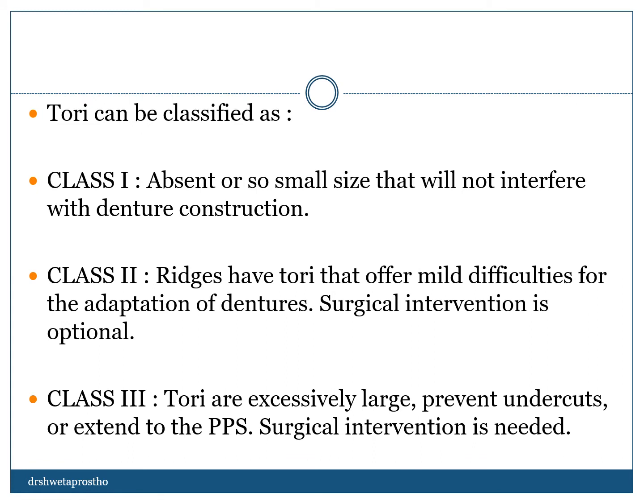Tori can be classified as class 1, absent, when no torus or a very small torus is present. That will not interfere with the denture construction. Class 2: ridges have tori that offer mild difficulties for denture adaptation. A large midline window can be made in the torus region, as advocated by Valentine.